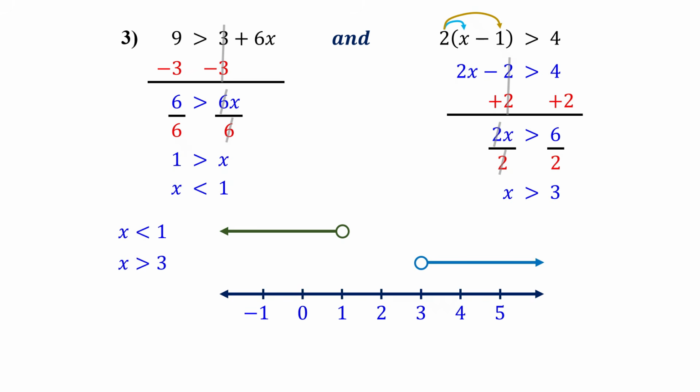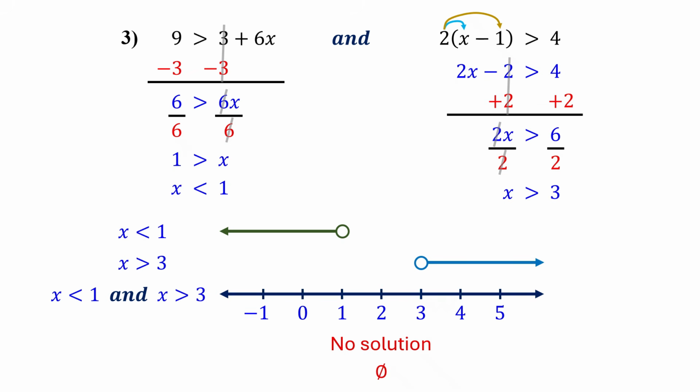Now comes the exciting part, combining them. But look carefully. Do you see any region where they overlap? There's no overlap at all, right? That means there's no number that satisfies both inequalities at the same time. Therefore, this compound inequality has no solution. We don't shade anything on the number line. We just write no solution or use the empty set symbol to show that there's no solution.